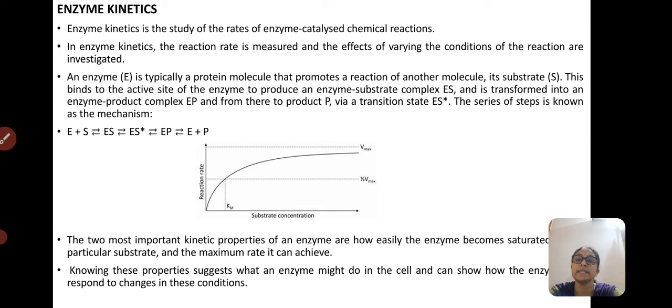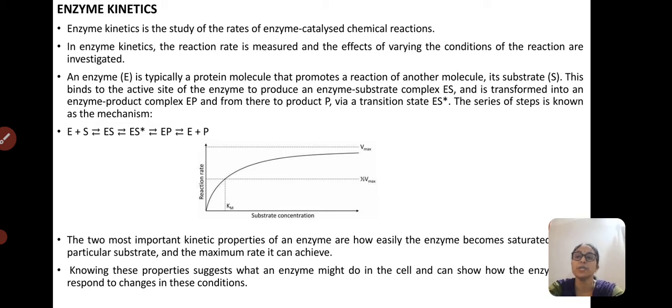Enzyme kinetics is the study of the rate of enzyme catalyzed chemical reactions. In enzyme kinetics, the reaction rate is measured and the effects of varying conditions of the reaction are investigated: how in varied conditions the reaction rate will differ. An enzyme, E, is typically a protein molecule that promotes a reaction of another molecule, that is its substrate. So it promotes the reaction of the substrate.